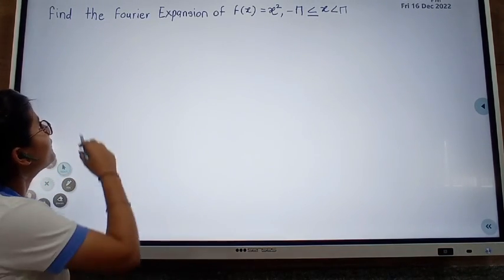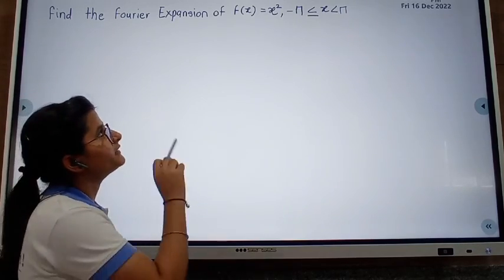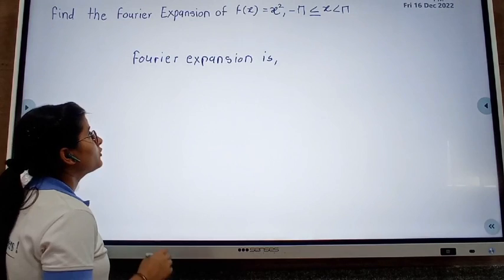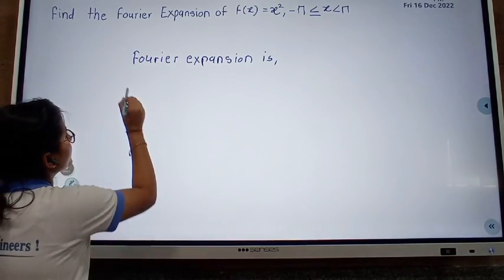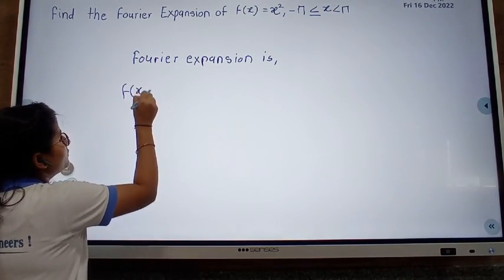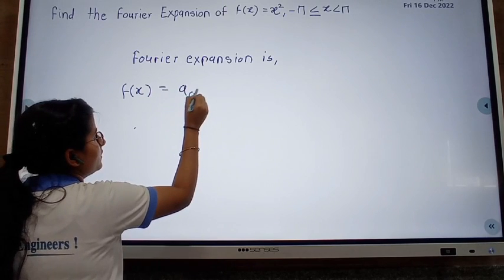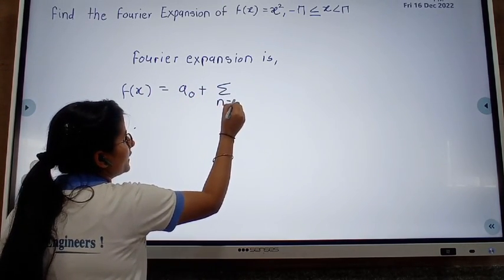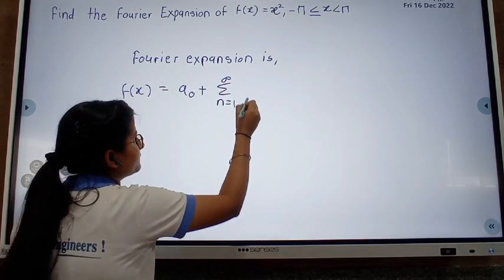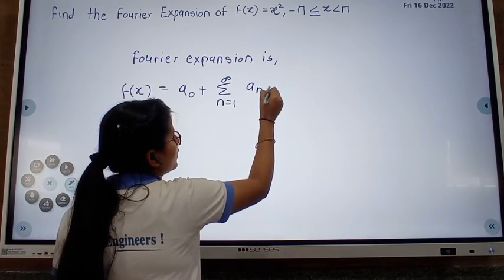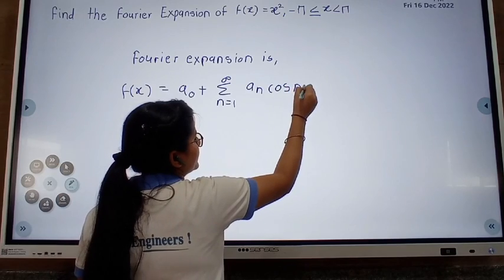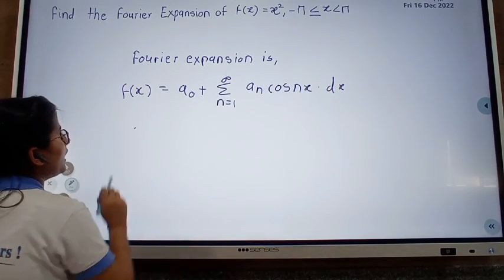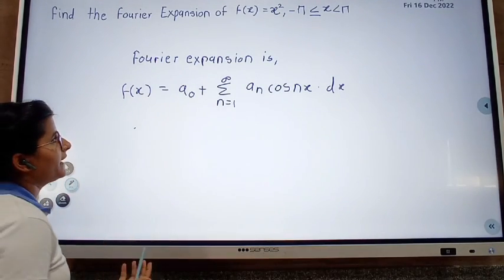Now we will find the Fourier expansion of f(x) = x square. So the Fourier expansion will be f(x) = a naught + summation of n = 1 to infinity of an cos nx dx. So now first we will find out a naught.